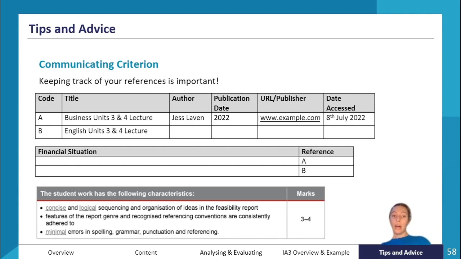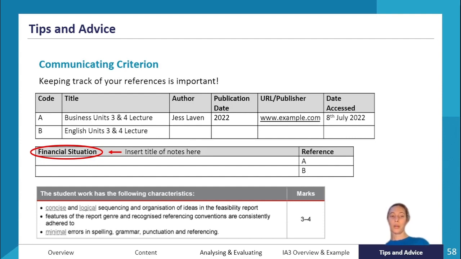With the communicating criterion, part of this is referencing. It's really important that you start to practice this if you're not already feeling confident with it. So this is the system that I used in Year 12. I would have a bit of a coding system where I would keep track of the references that I used so I could easily put them in for my final submission.